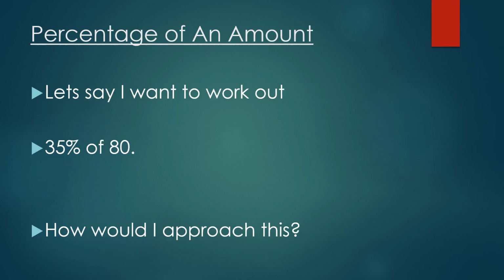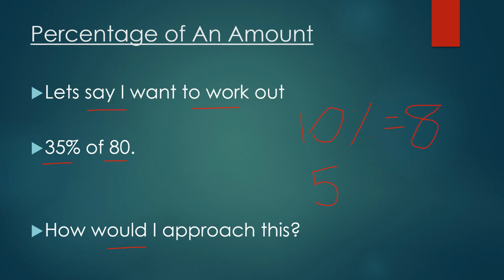Okay, next part now, working out a percentage of an amount. So a percentage of a quantity. Let's say I want to work out 35% of 80. How would I approach this? Well, if it was me, I'm going to work out what 10% is. 10% of any quantity, you divide it by 10. So 80 divided by 10 will be 8. So you knock off a 0.